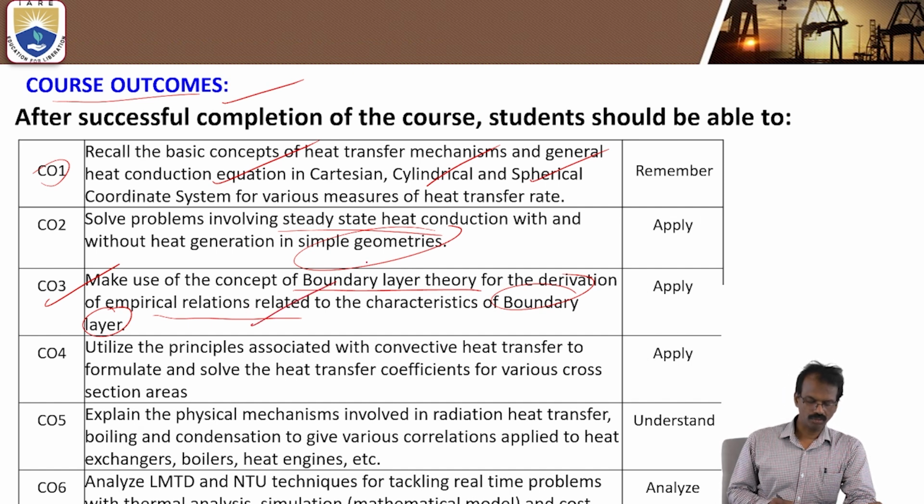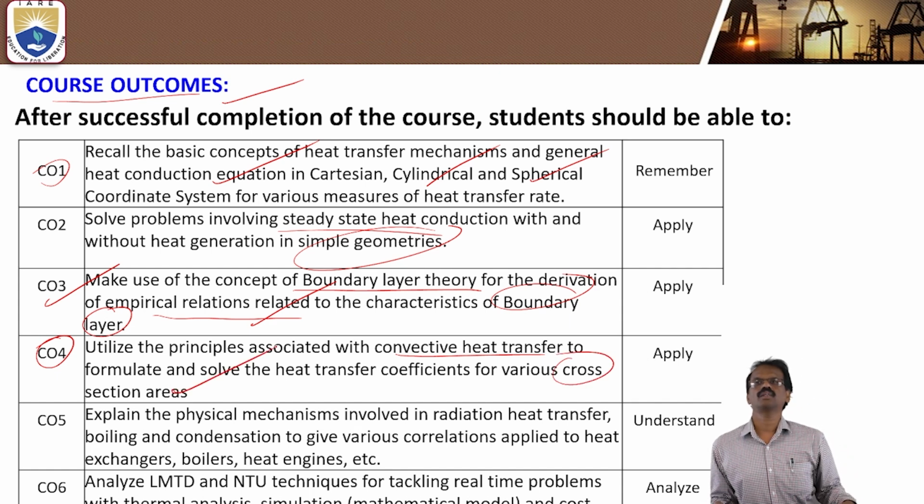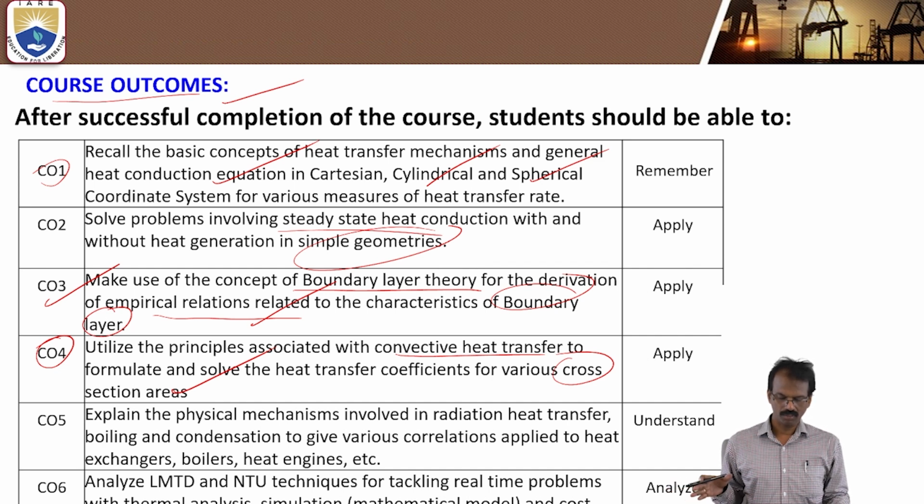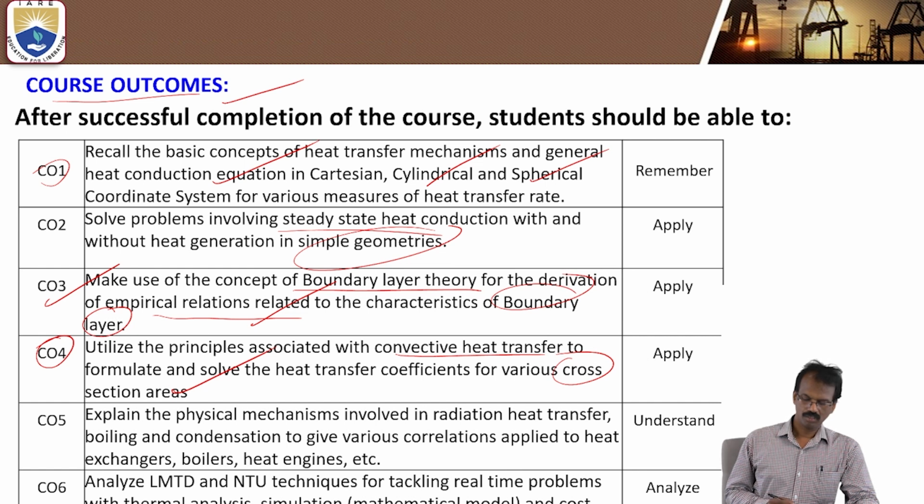So that one also will be covered in here. Next, course outcome 4: utilize the principles associated with the convective heat transfer coefficient to formulate and solve for the heat transfer coefficient of various cross-sectional areas, cylindrical, rectangular. When the fluid flows on a flat surface and on a circular pipe, we will find the rate of heat transfer.